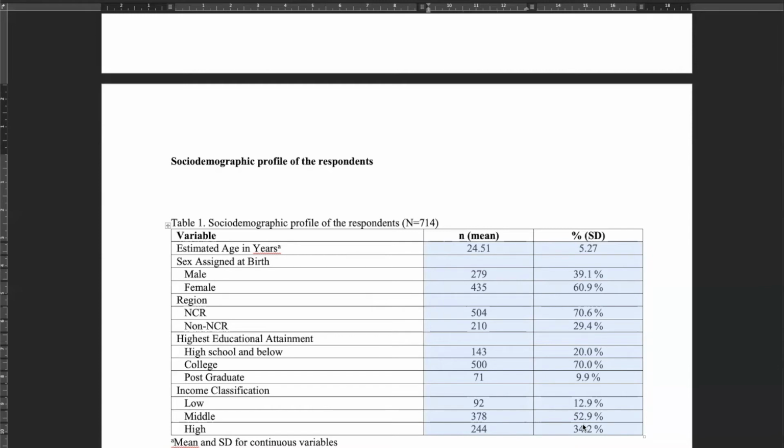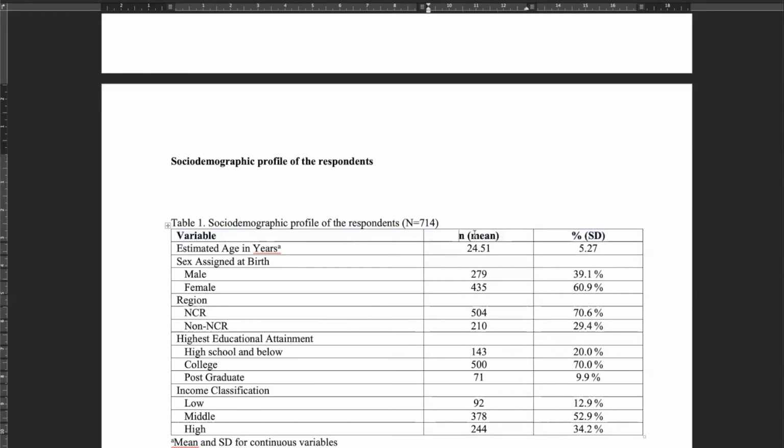continuous variables. So in this specific study, only estimated age in years is the continuous variable. So as you can see, the label of the columns have n and then, under open and close parenthesis, mean.